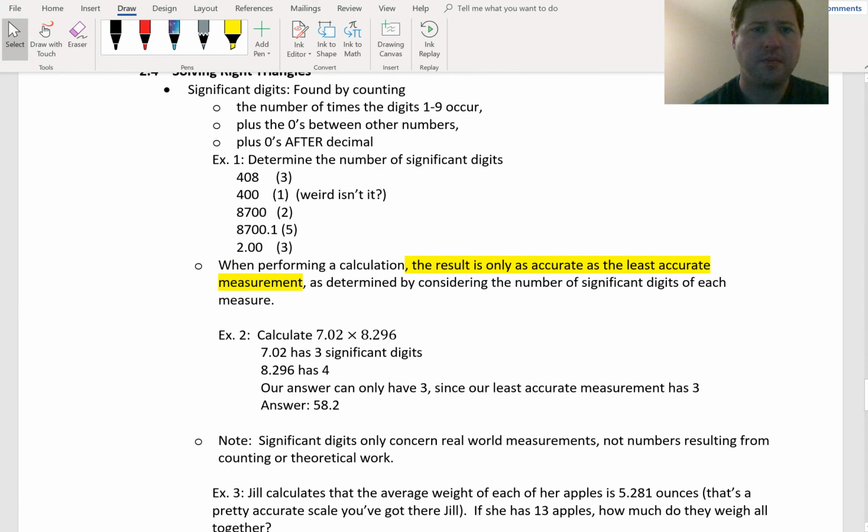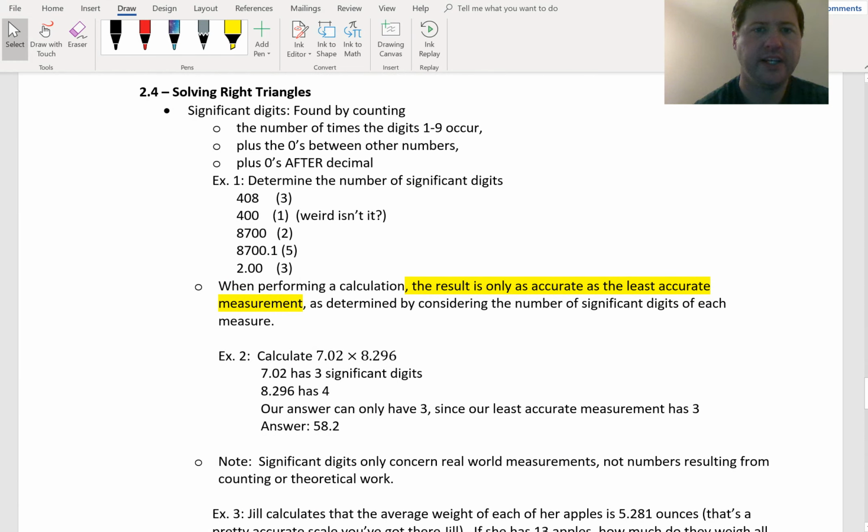All right, so let's go back up to the top here. We've got our significant digits. Significant digits are found by just counting the number of numbers that occur. The only thing that's weird here is zeros. You only count zeros that are either to the right of the decimal place. Hopefully you can see my cursor. So zeros after the decimal or zeros that are between other numbers.